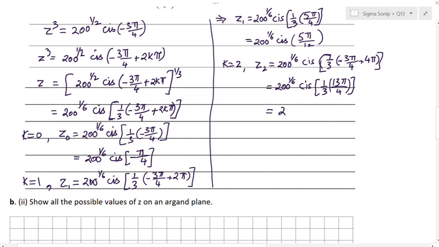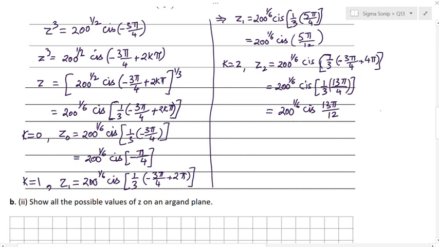Which gives you cis 13 pi over 12. Now if you look at this root here, it's 13 pi over 12 basically. This value lies outside the domain prescribed for argument, so we need to convert that. We need to write it in such a way that it falls in the domain.